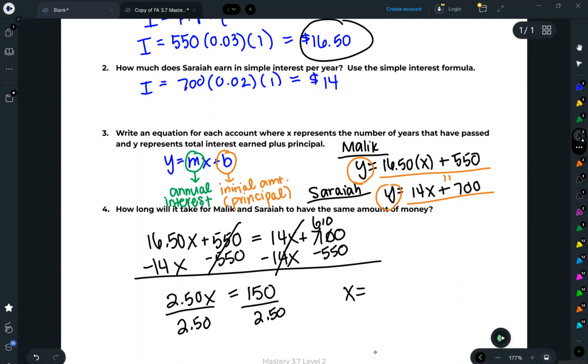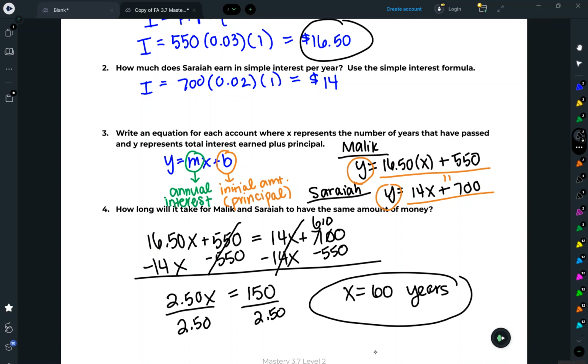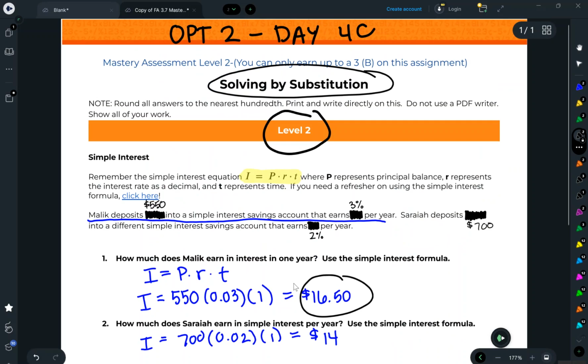And they are going to have the same amount of money in 60 years. It's a long time. Maybe yours will be different, but that's how my example turned out.